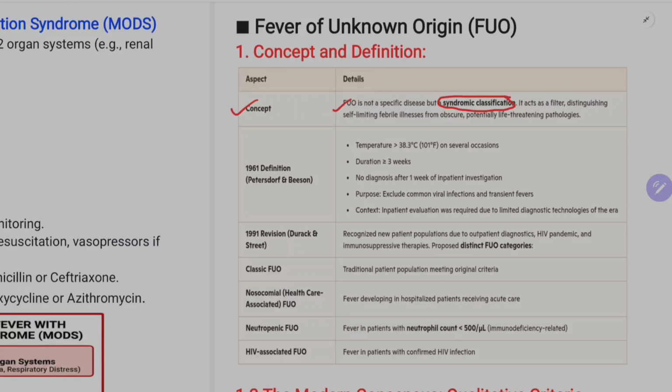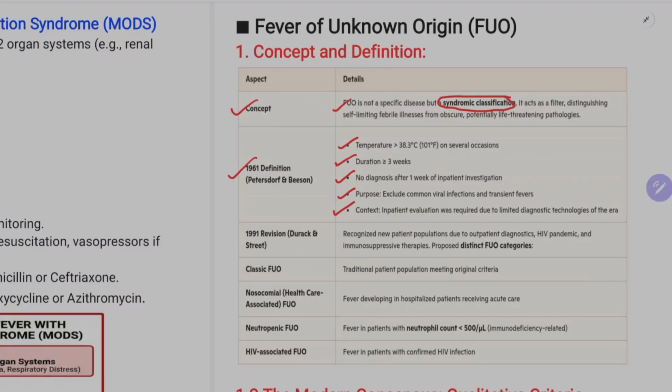Okay, so let's see that. 1961 definition, according to Petersdorf and Beeson: temperature more than 38.3 degrees Celsius or 101 degrees Fahrenheit on several occasions. Duration more than or equal to 3 weeks. No diagnosis after 1 week of inpatient investigation. What was the purpose? To exclude common viral infections and transient fevers.